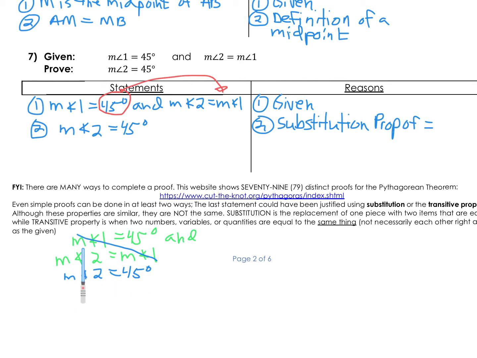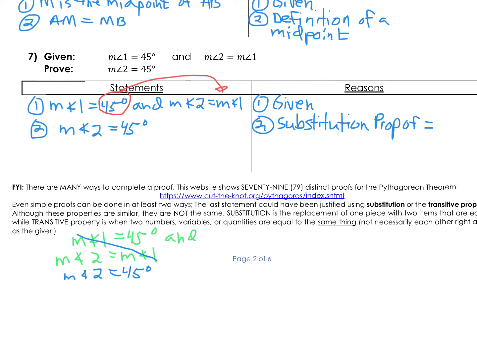So if you use this logic reasoning, then instead of this reason here, you would have said law of syllogism, or you could have said the transitive property of equality. So note here that it says there are many ways to complete a proof. This website and this link right here shows 79 distinct proofs for the Pythagorean theorem, which is a squared plus b squared equals c squared. So there are more than one ways to approach your proofs. So I've just given you a couple on this one.